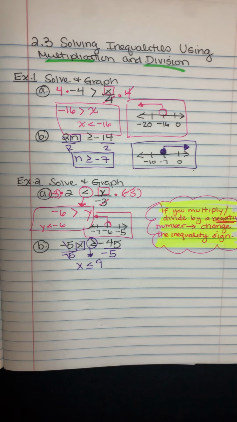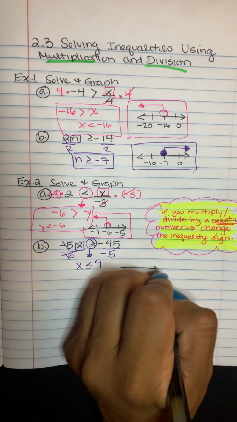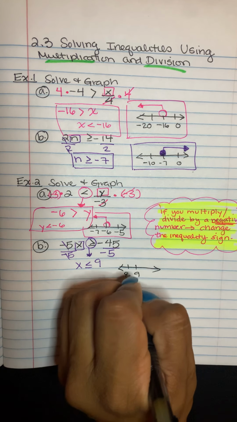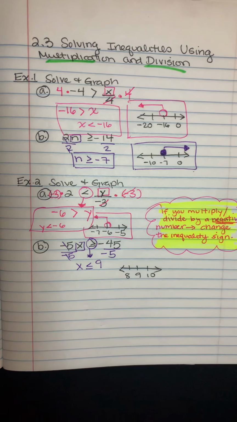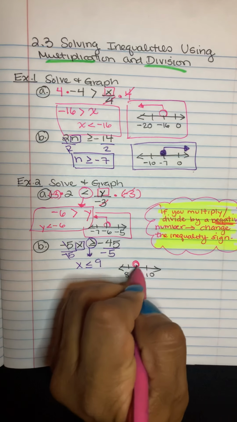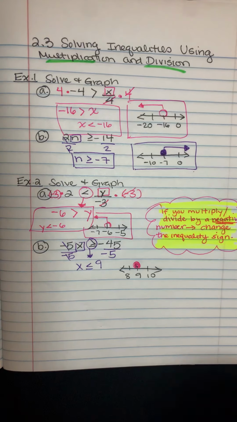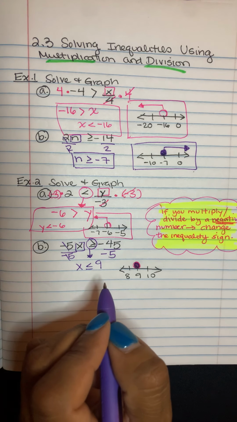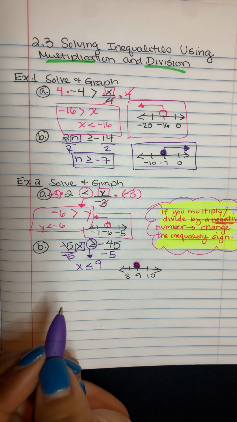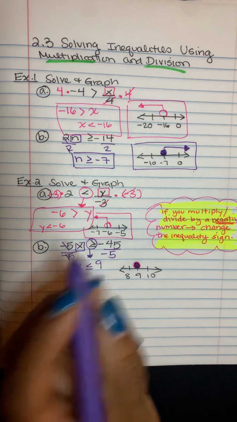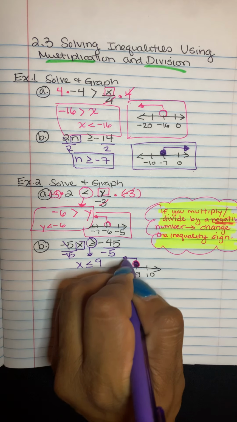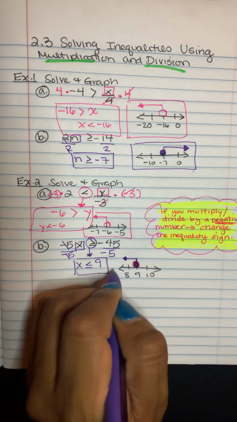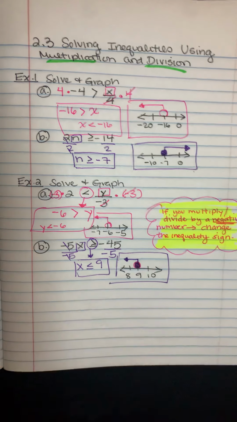And let's go ahead and graph. We have 9, 8, 10. It is a closed dot. All the numbers, whoops, I should have used purple. Okay. All the numbers that are less than or equal to 9 is to the left. And there's your answer.